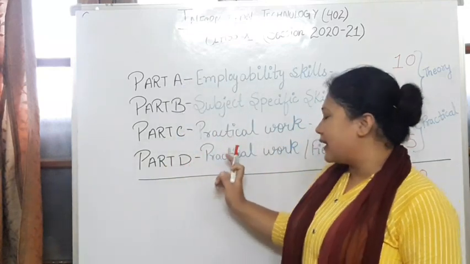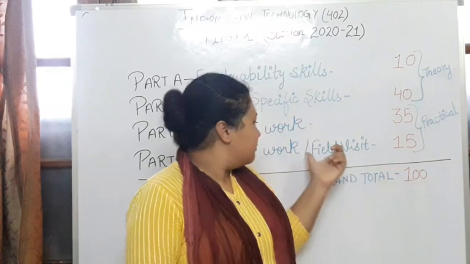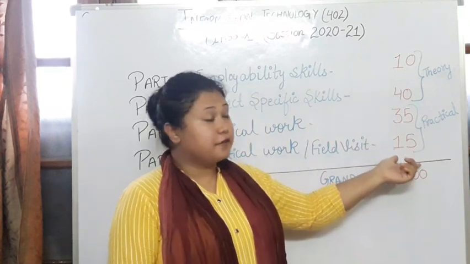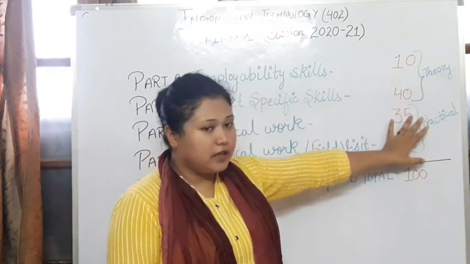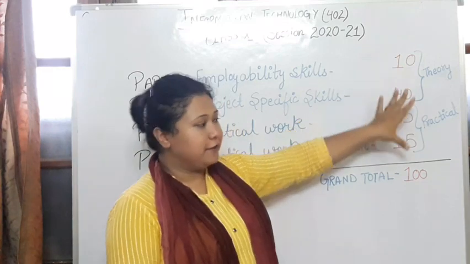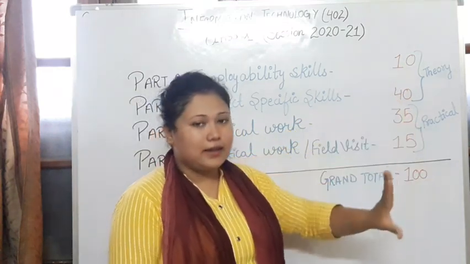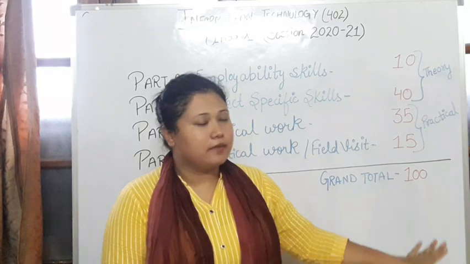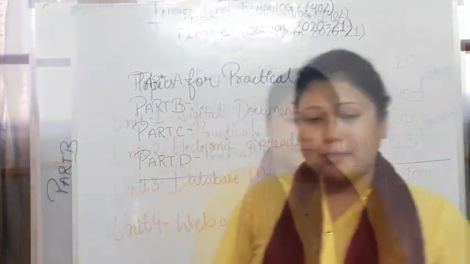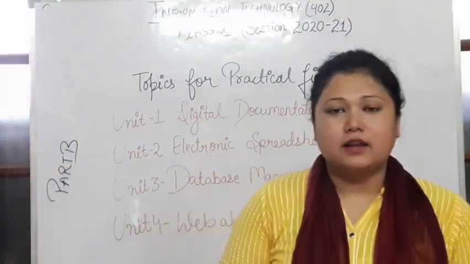Part D, practical work and field visit, will consist of 15 marks. So total 50: 50 theory and 50 practical. Right? So the grand total of the paper will be 100. I'll tell you the topics for your practical file.